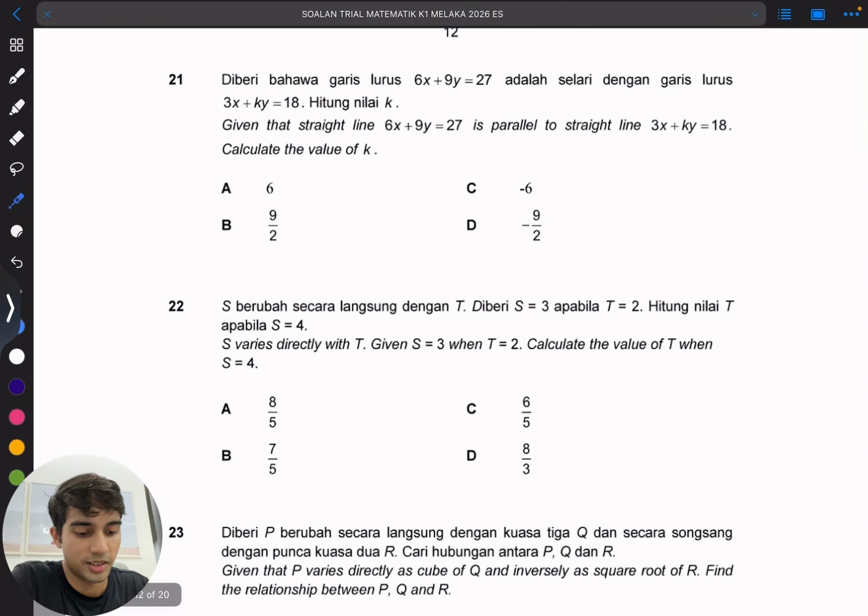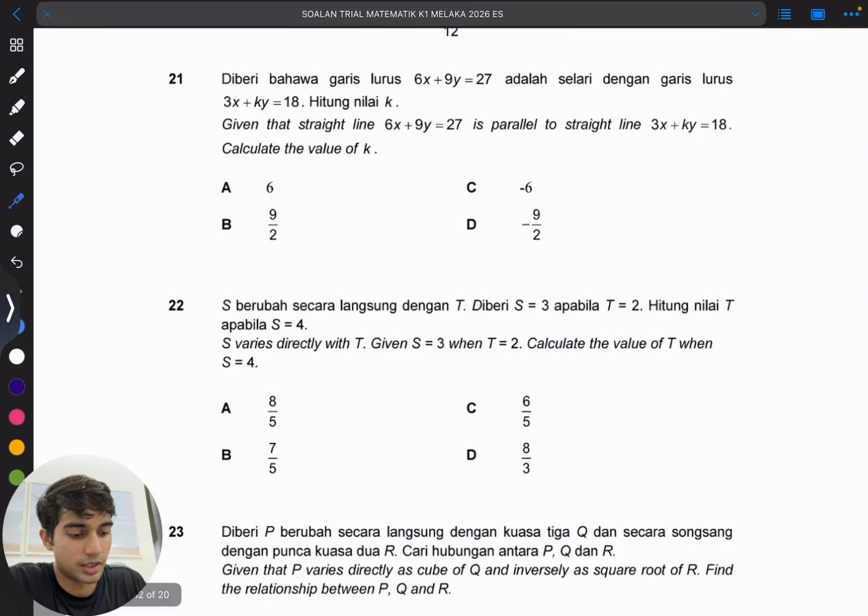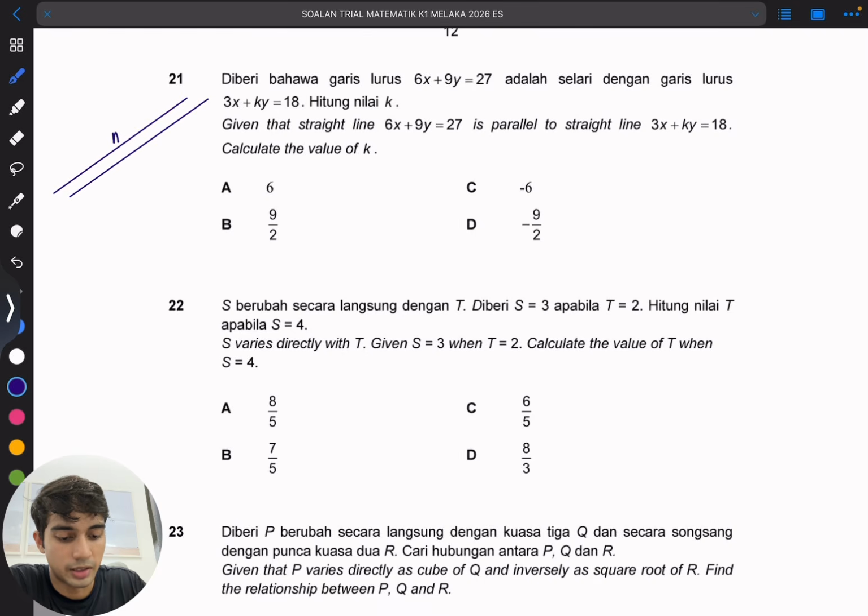Halfway done. Okay, 21. Given the straight line is parallel to this straight line, calculate the value of k. Right. Parallel lines means they have the same gradient. This gradient and this gradient is the same. So let's try to figure out what are the gradients of these two lines.